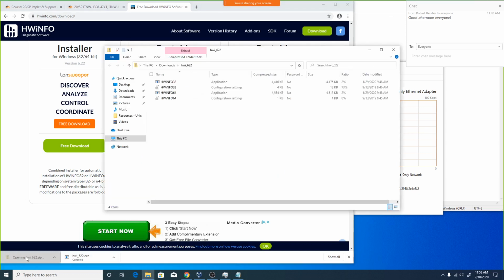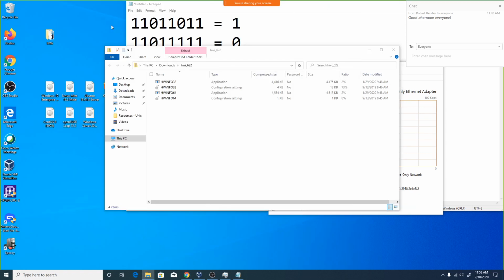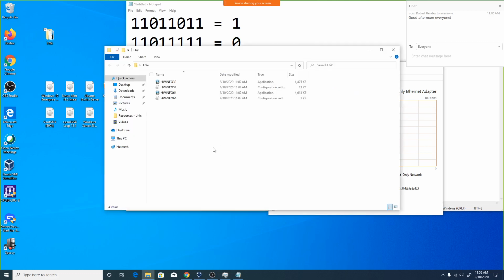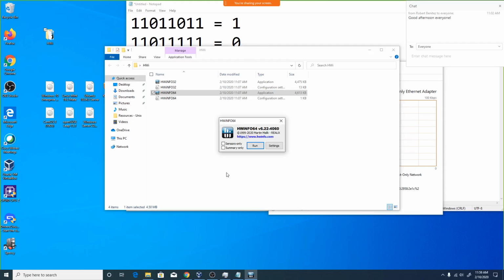So I open up my file explorer. I create a folder on my desktop called HW_I. You can name it whatever you want, I don't care. And then drag all that in here, or at least the 64 ones, and then run this HWiNFO64. This thing is probing your hardware, so you need admin rights. Don't mess with these checkboxes right now. We can start to play with those a little bit later on, but for now, just run the thing.